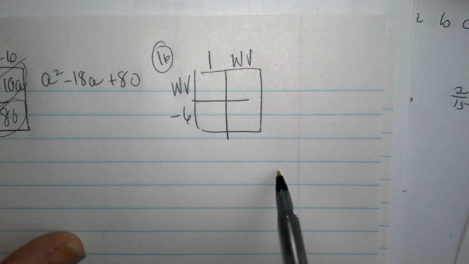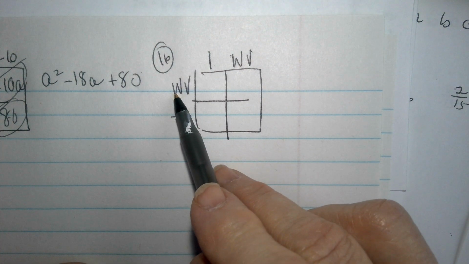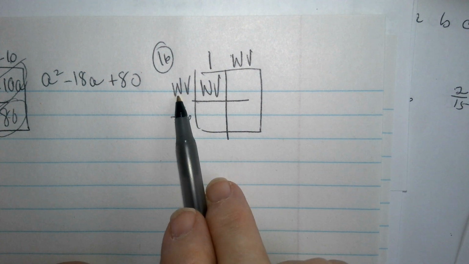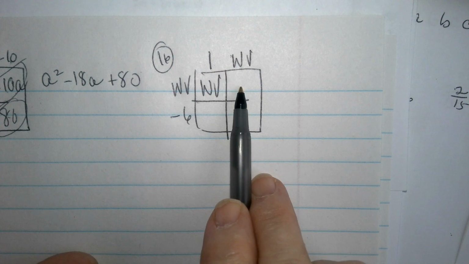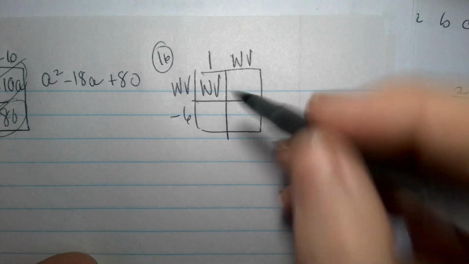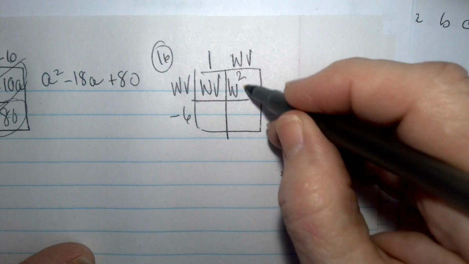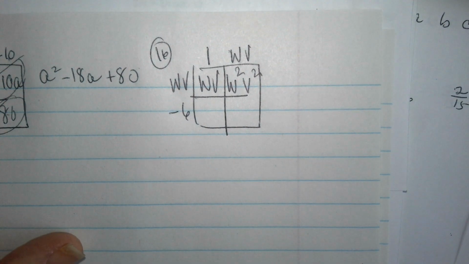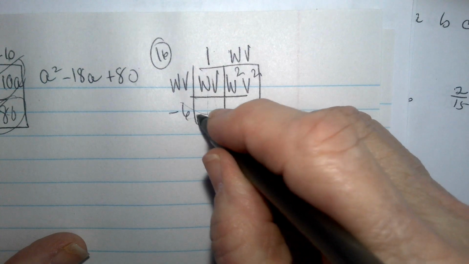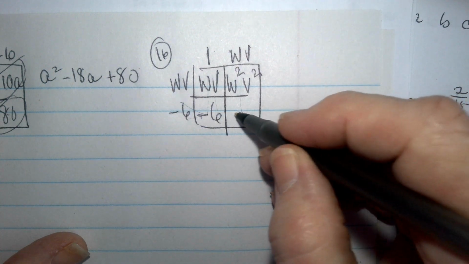So here we go. All right, what's 1 times WV? It's WV. Then we've got, so be careful here, WV times WV. Or WV squared. W squared and then V squared. And then on this one, 1 times negative 6. Negative 6. And then negative 6 times WV. Negative 6 WV.